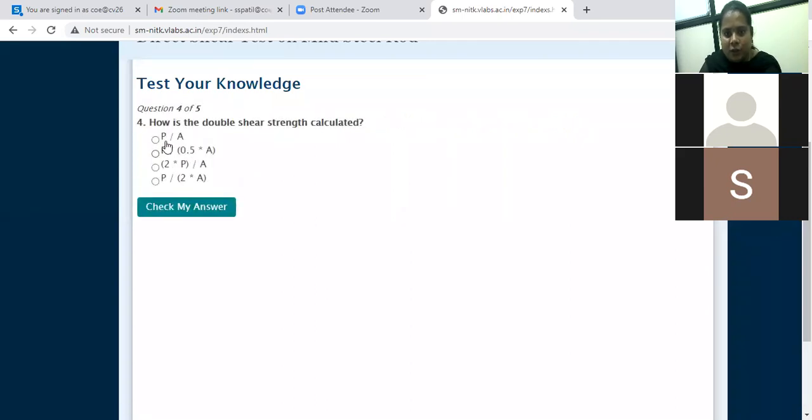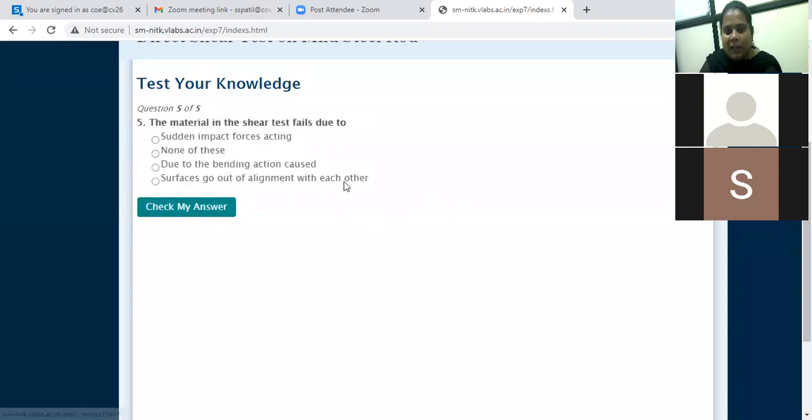Then the 4th question. How is the double shear strength calculated? That means which formula is used for calculation of double shear strength? Option A, P by A. Option B, P divided by 0.5 times area. Option C, 2 into P, 2 times force divided by area. And option D, force divided by 2 times area. Which option is correct? Option D, because for finding the double shear strength, our equation is force divided by 2 times area.